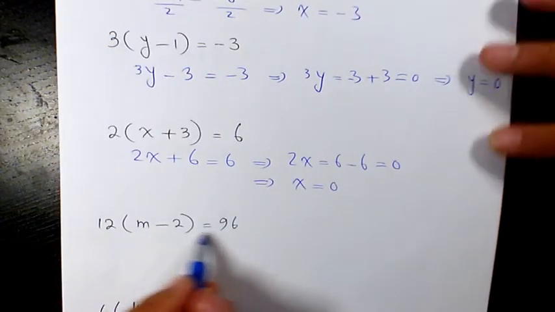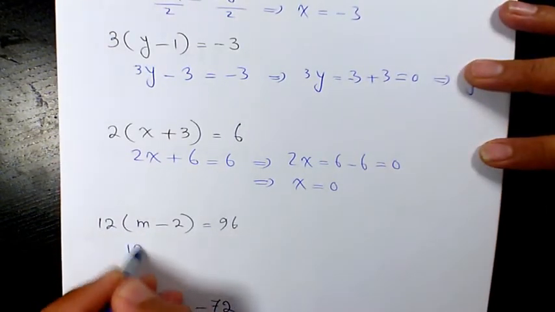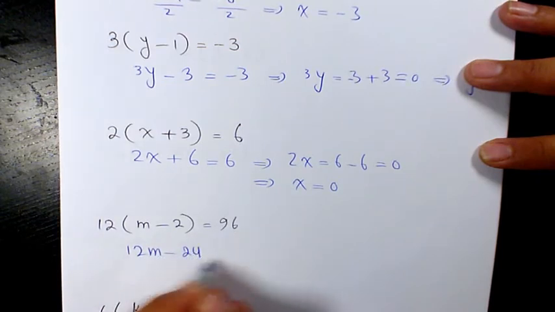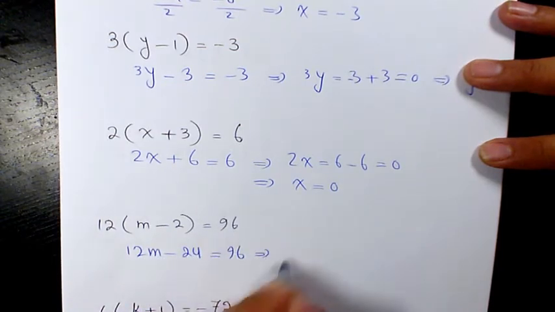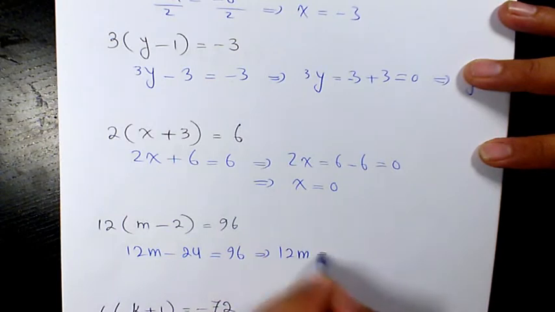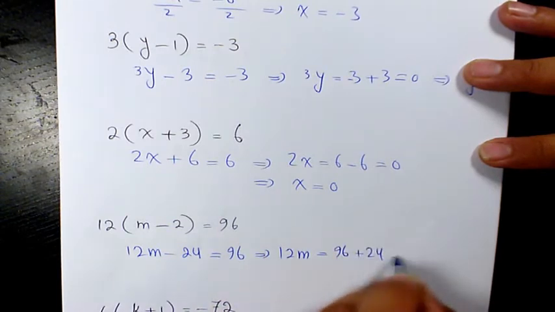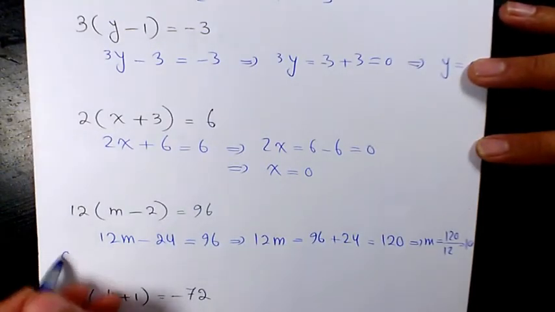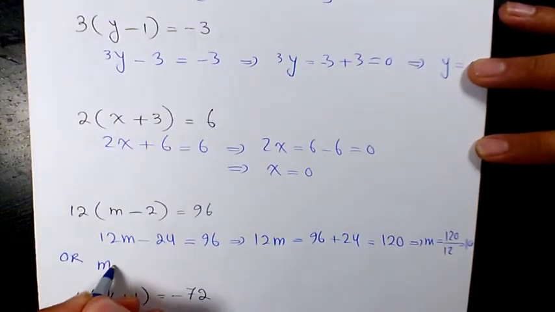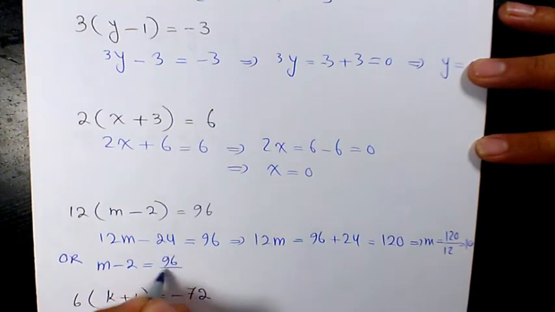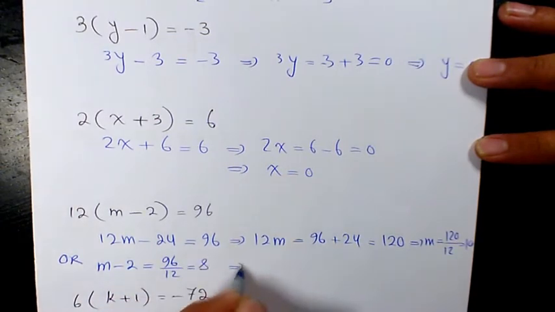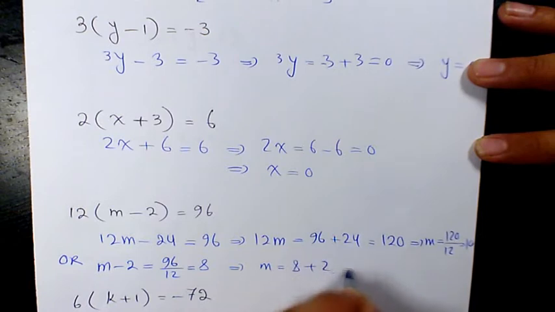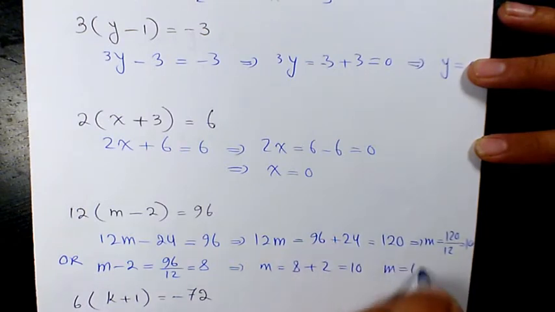12 times m minus 2 equals 96. So we have 12m minus 24 equals 96. So we can say 12m equals 96 plus 24, which will be 120. So m will be 120 divided by 12, which is 10. Another option, you can say m minus 2 equals 96 divided by 12, which is 8. So m will be 8 plus 2, which is 10. So m is 10.